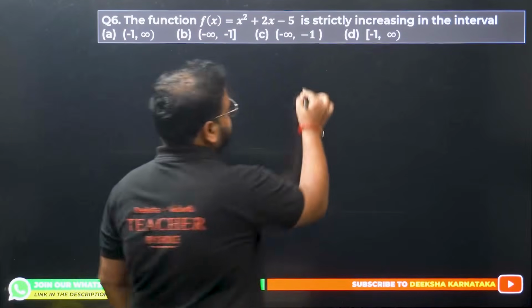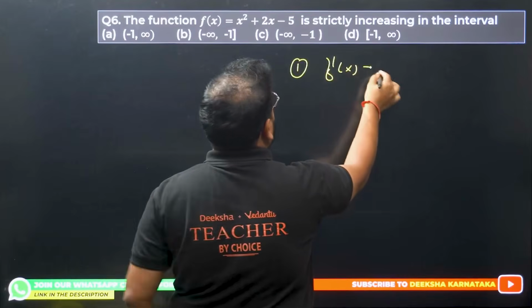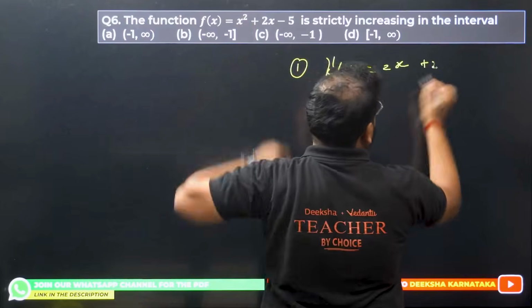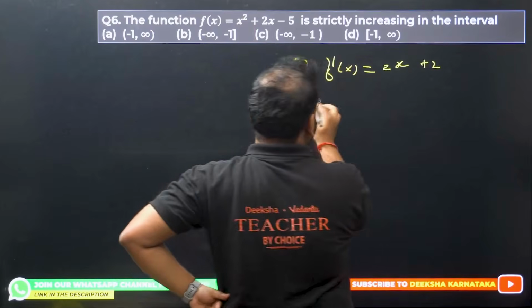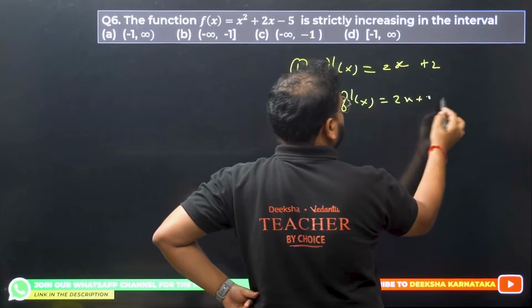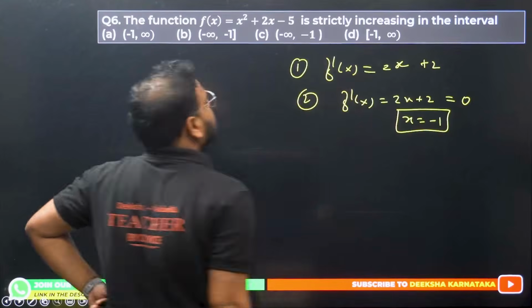Let's do that. First step, f dash of x. What do you have from here? Please check. 2x plus 2. Put this equal to 0. The second step, f dash of x, which is 2x plus 2, equal to 0. I get x value as minus 1.